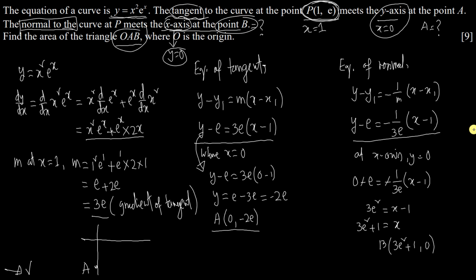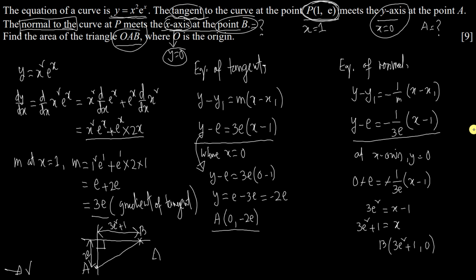Say the other point is B. We can consider B as a positive value. We are going to find the area of this triangle, where the length here, the value of b, is 3 square plus 1, and the value from the x-axis to A is 2e. Though its coordinate is negative, we are not using the negative.